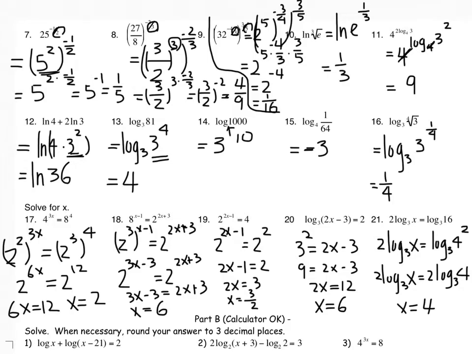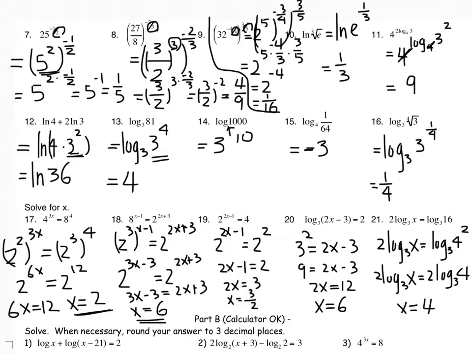So number 17, I can make them into the same base, so my x value is going to be positive 2. Number 18, again, I can make them into the same base, so my x equals 6. Number 19, I can make them into the same base, x equals 3/2.